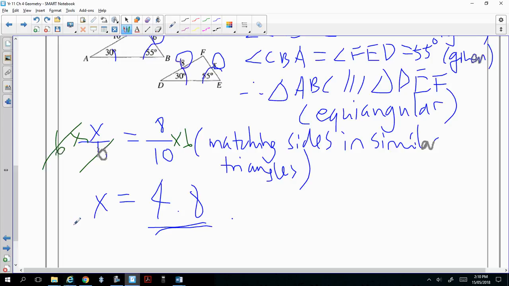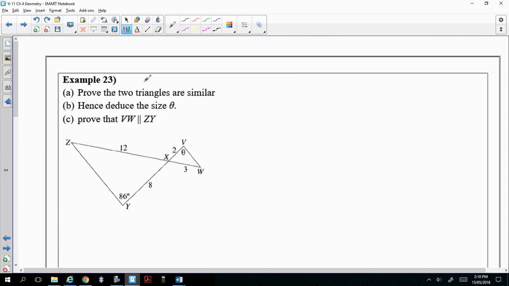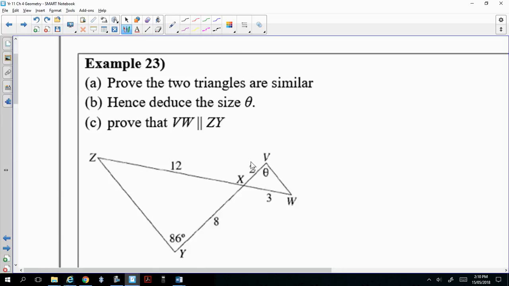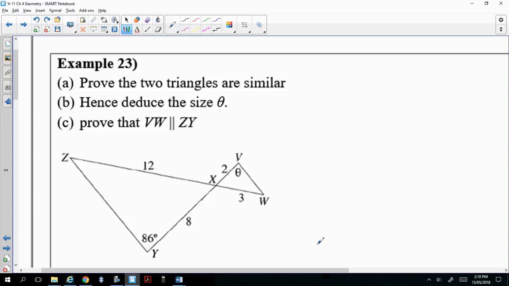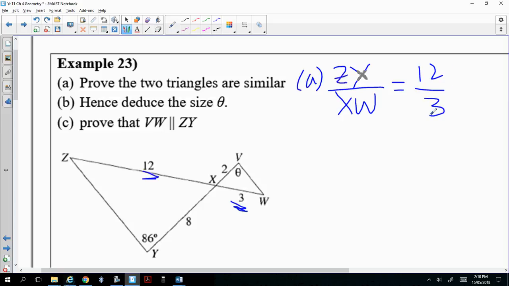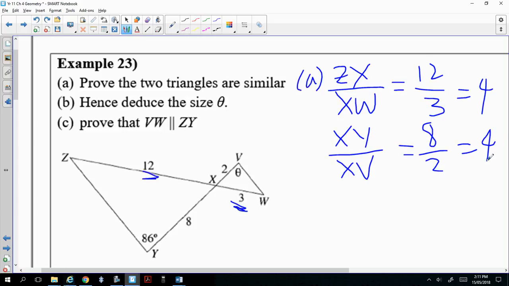Start with something you know, and then try to find out the other thing you don't know using geometry. Okay, good. So prove the 2 triangles are similar. Notice that there are sides given. Let's find the ratio of these matching sides first. ZX is the long one, which matches with XW: 12 over 3, which is 4. Then XY over XV: 8 over 2, also 4. We can't do the third side because there's no information, so we just leave it as 2 sides in proportion.